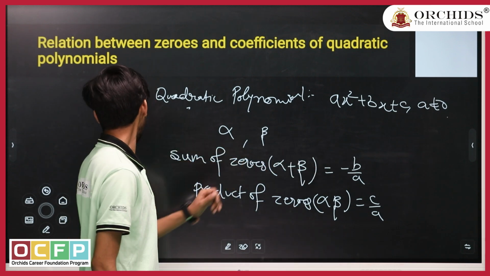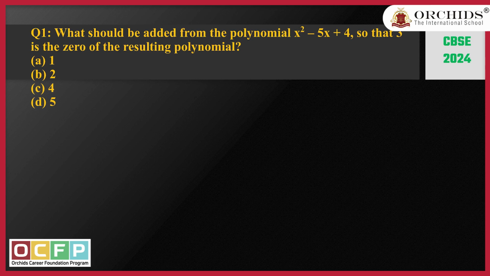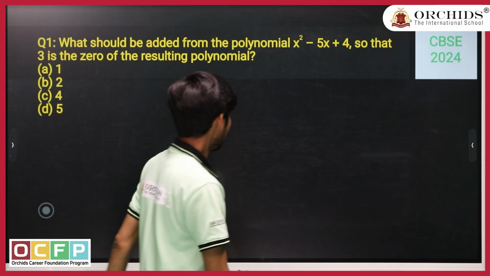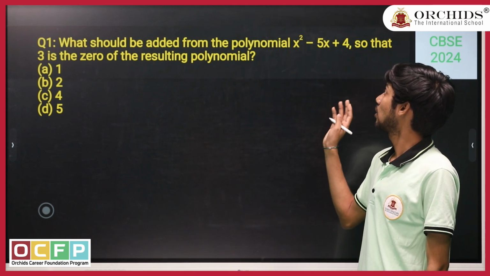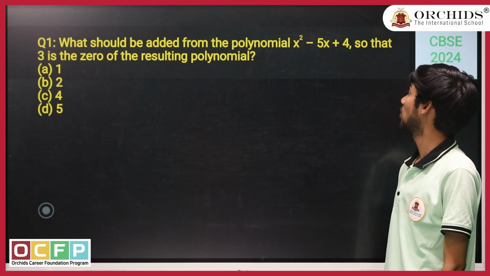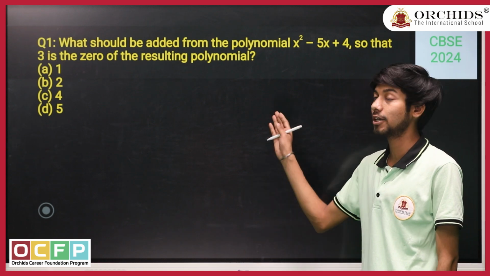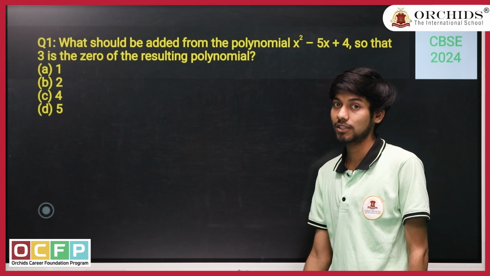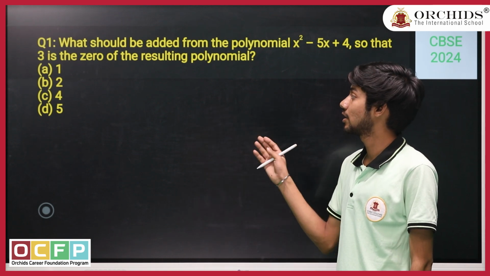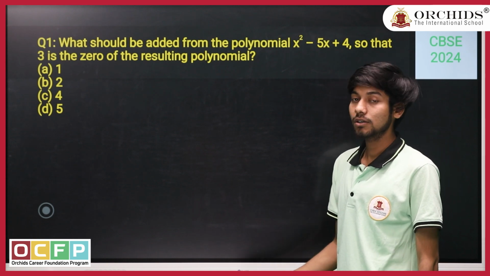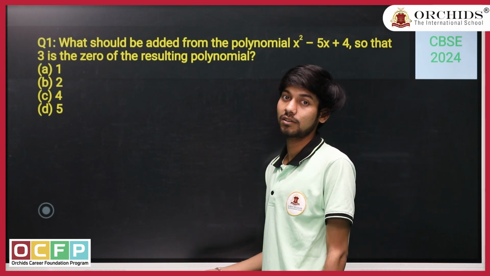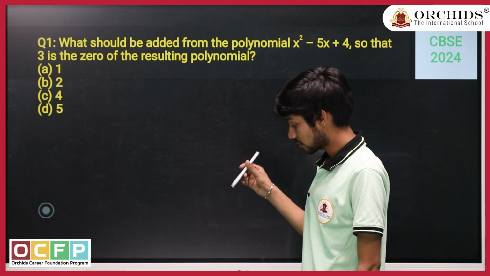So the first question that was asked in CBSE board 2024, and what is the question? In the question it is given: what should be added to the polynomial x square minus 5x plus 4 so that 3 is a zero of the resulting polynomial, and options are given like this. We can find the solution of this question with the options, or we can move with the solution. So let's do the solution, then we can go with the options also.